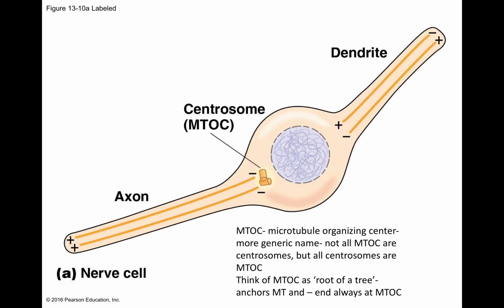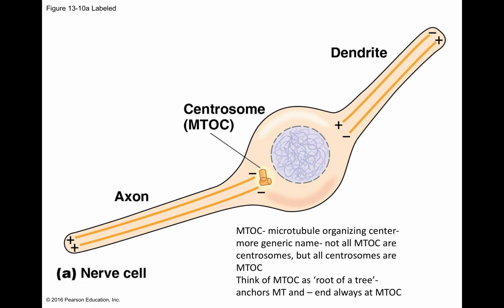Okay, here's an example of that. Here's a neuron, a nerve cell, with its nucleus. It has a centriole, okay? And the area around that is the centrosome. That's a microtubule organizing center. The microtubules are going to grow out from that, and the plus end will be far away from it. The minus end will be at the centrosome.